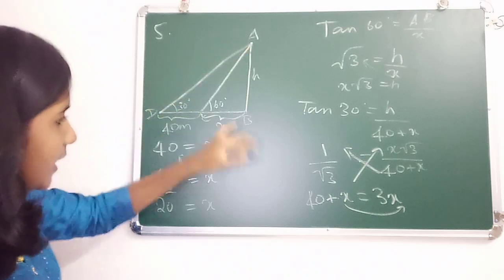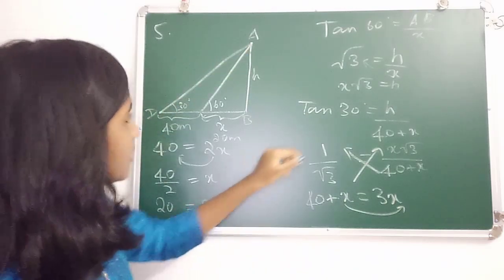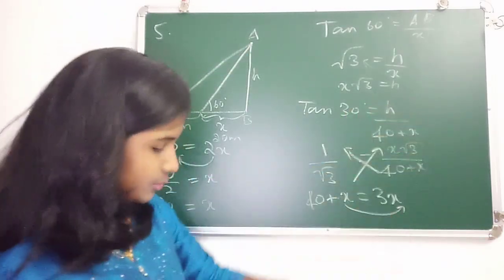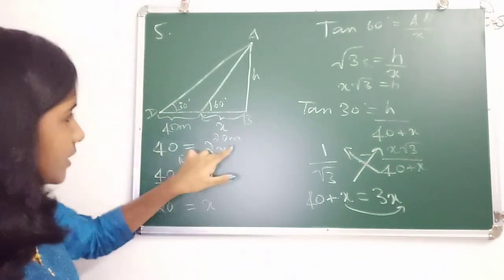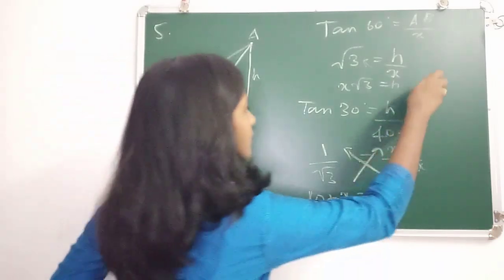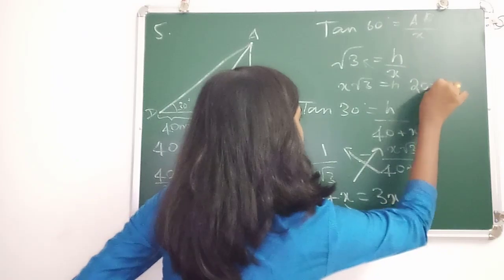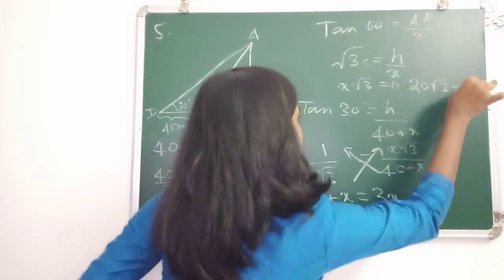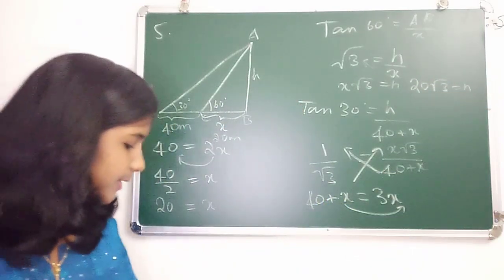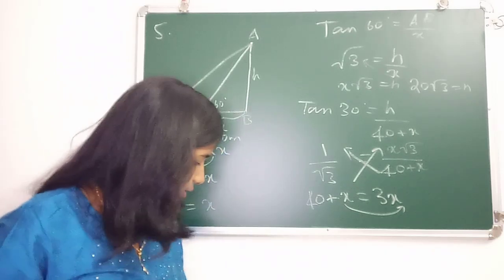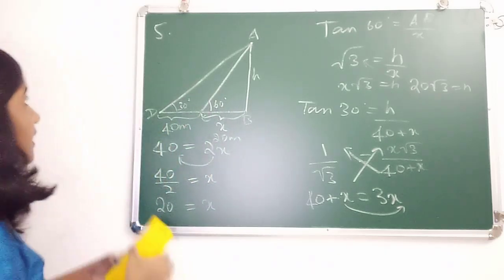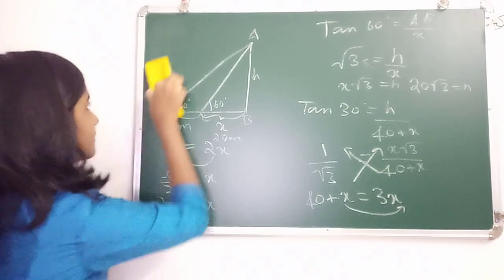This part is 20 meter then. Now coming to the height, we have that x root 3 is equal to height. We can substitute x there. So we will get 20 root 3 as the height of the tower. And that's it with this sum. Next we can get into the 8th sum in exercise 9.1.